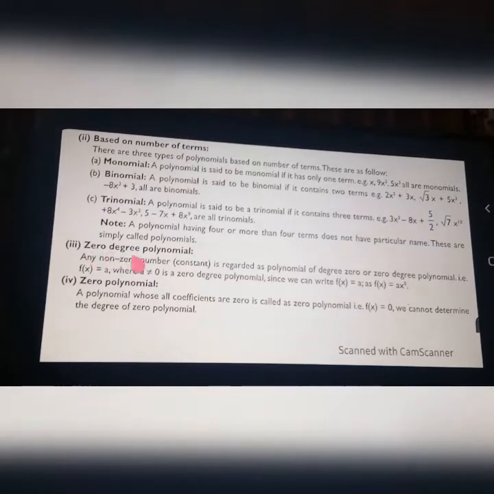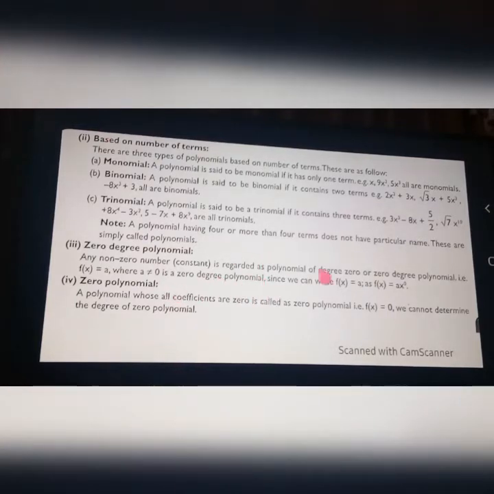Next one, 0 degree polynomial. Listen, you know in a linear polynomial the degree is 1, quadratic polynomial degree 2, cubic polynomial degree 3, etc. Now 0 degree means what type of polynomial? Constant polynomials. A non-zero number or constant is regarded as a polynomial of degree 0. That is, p of x is equal to a, or f of x, anything you write, where a means a constant term and a not equal to 0 is a 0 degree polynomial.